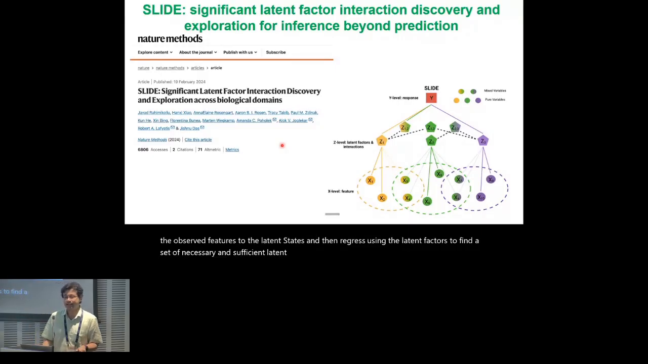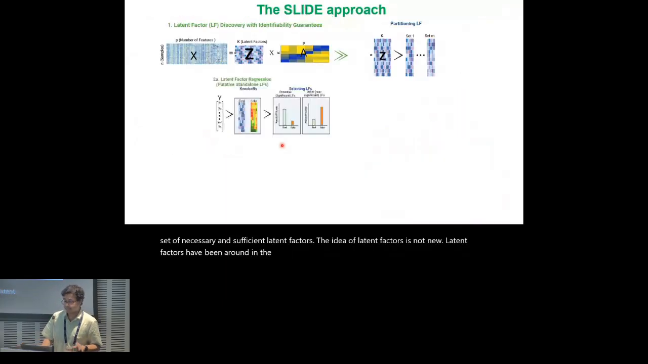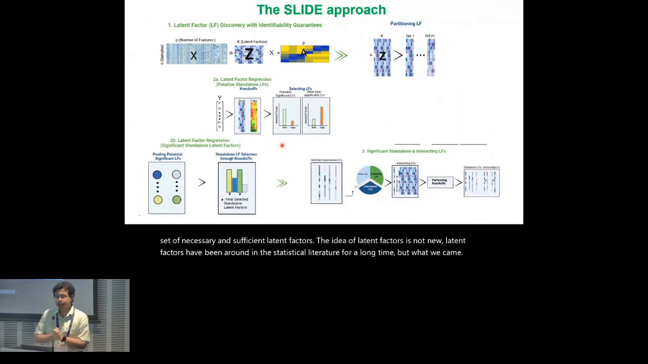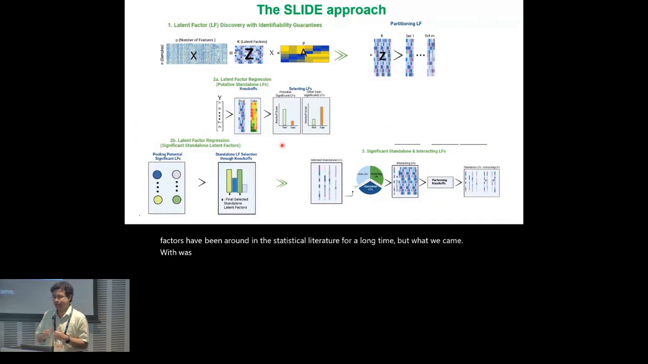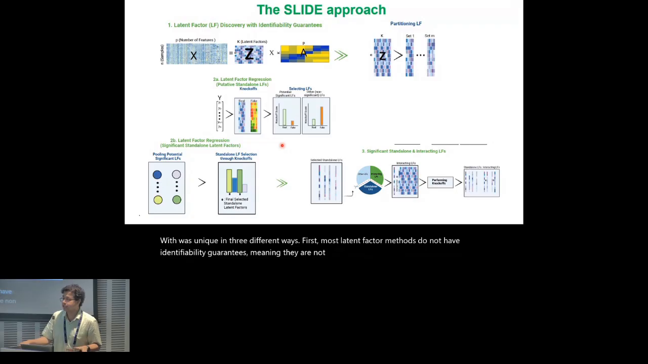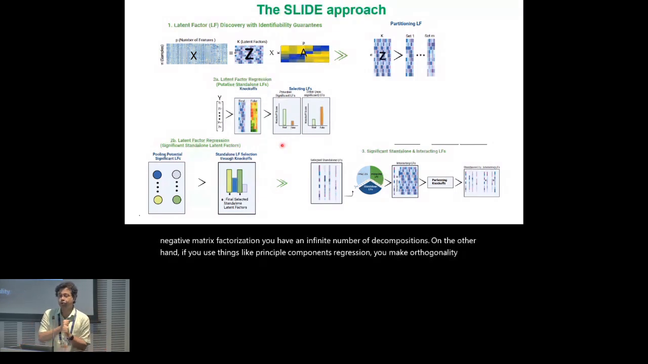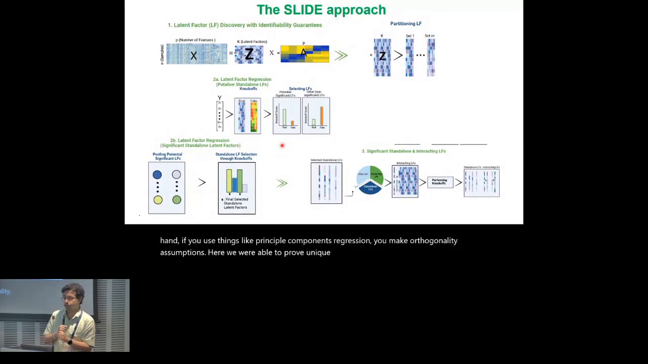The idea of latent factors is not new. Latent factors have been around in the statistical literature for a long time, but what we came up with was unique in 3 different ways. First, most latent factor methods do not have identifiability guarantees, meaning they are not uniquely identifiable. So with things like non-negative matrix factorization, you have an infinite number of decompositions. On the other hand, if you use things like principal components regression, you make orthogonality assumptions. Here, we were able to prove unique identifiability guarantees without making assumptions about orthogonality.